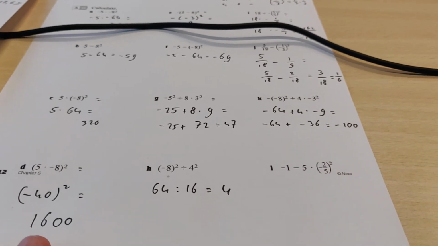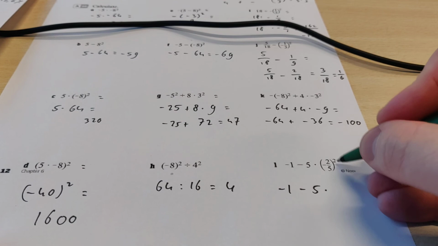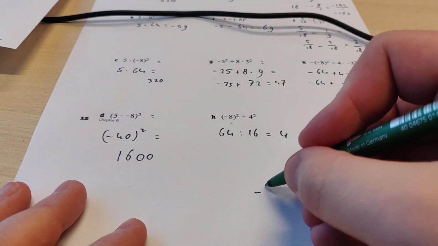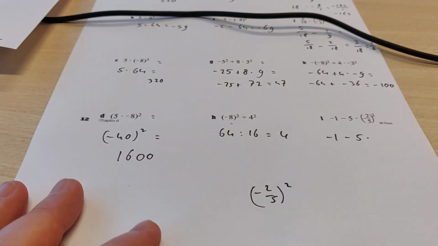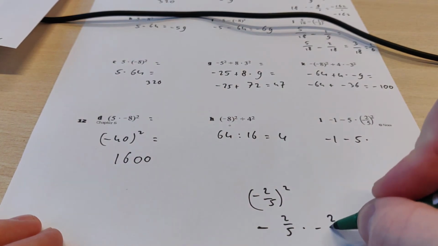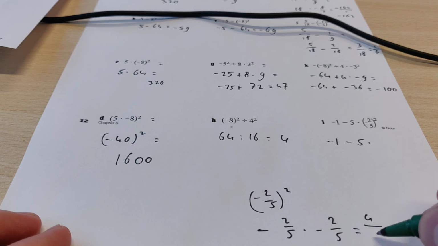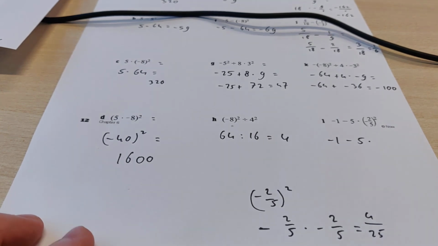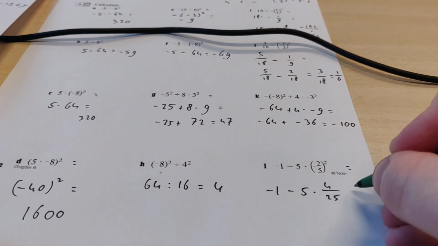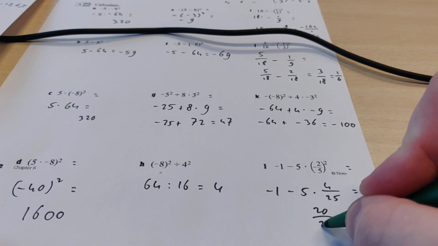Okay. And then over here we have minus 1, and then minus 5 times that. So let me just show you what that is, just here separately. We have minus 2/5 squared, so that means you have to do minus 2/5 times minus 2/5. Well, negative times negative is positive. 2 times 2 is 4, and 5 times 5 is 25. So it's 4 over 25. So I'm going to write that down here. Then we have to do times, so I have to do 5 times 4 is 20 over 25.